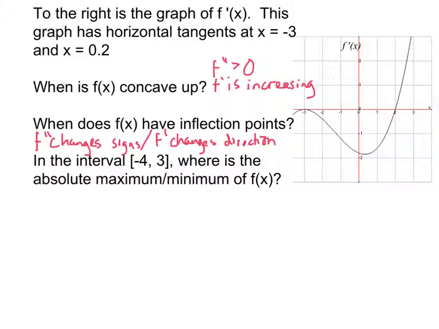So we're concave up when f prime is increasing, so from negative infinity to -3. And it's decreasing here from, I guess we gave you 0.2, so from 0.2 to infinity. Inflection points occur when the derivative changes direction. That occurs at -3 and 0.2. Okay.